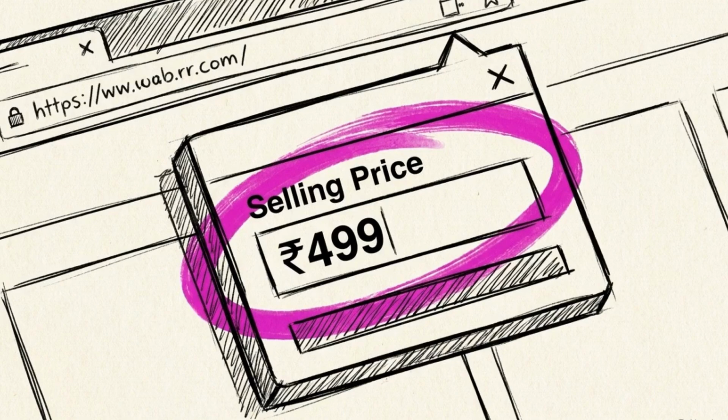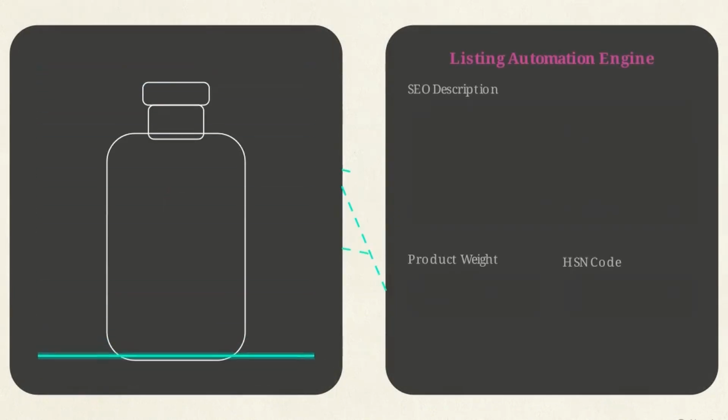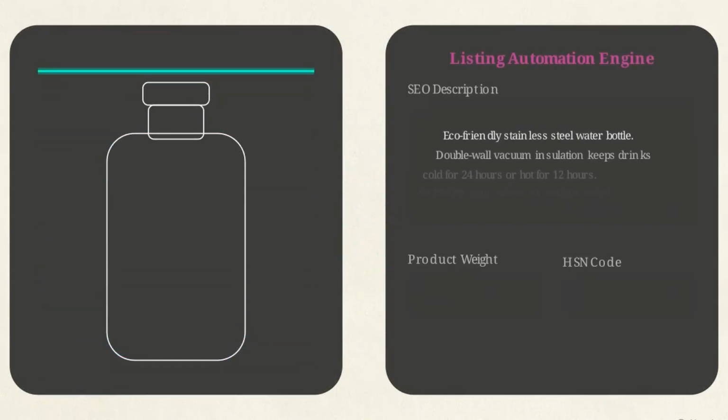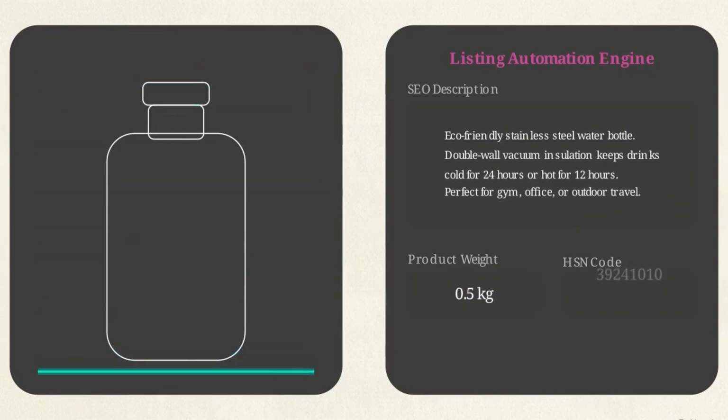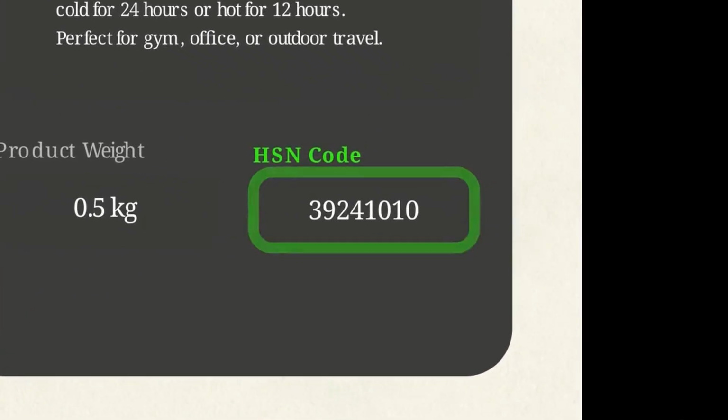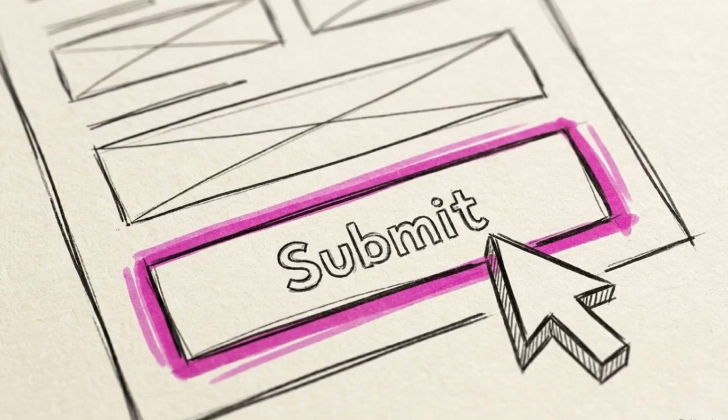Next, open the AI extension from your browser menu. Enter the final selling price we calculated in the previous step directly into the tool. With a single click, the tool scans the product image and automatically populates all required fields. It generates an SEO-friendly description, fills in the product weight, and correctly identifies the mandatory HSN tax codes required for compliance. Review the filled data, then hit Submit on the catalog.